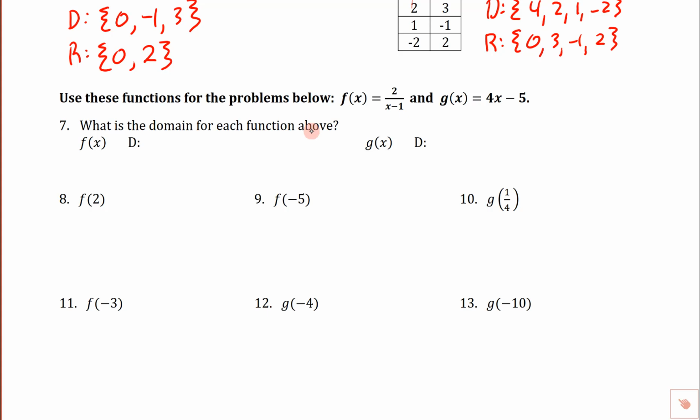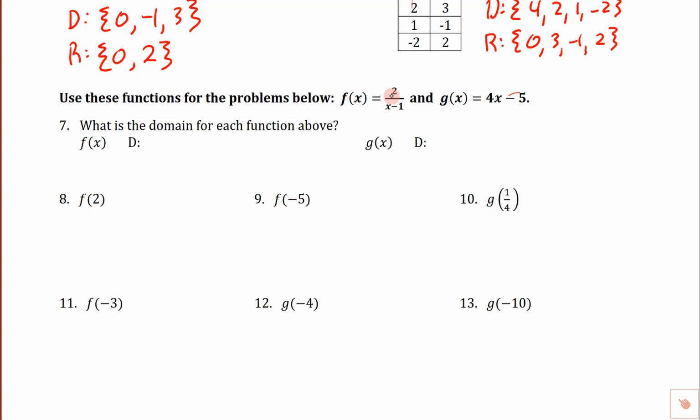Well, this is where you have to think back to the fact that there are only two operations that we know of so far that cause domain issues. One of them is dividing. We can't divide by 0. And the other one is taking an even root of a negative. So if we've got division in a function, we've got to be careful. If we've got an even root in a function, we've got to be careful. Well, this one doesn't have either one, so we're in good shape there.